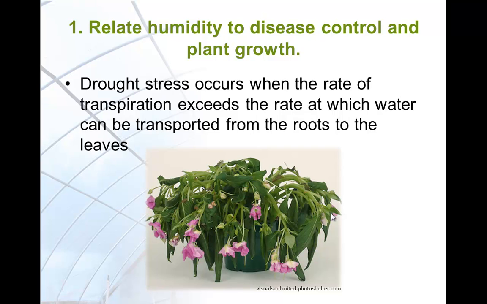When the VPD is too high, the plant cannot keep up with the transpiration demand and drought stress occurs. Drought stress occurs when the rate of transpiration exceeds the rate at which water can be transported from the root to the leaves.